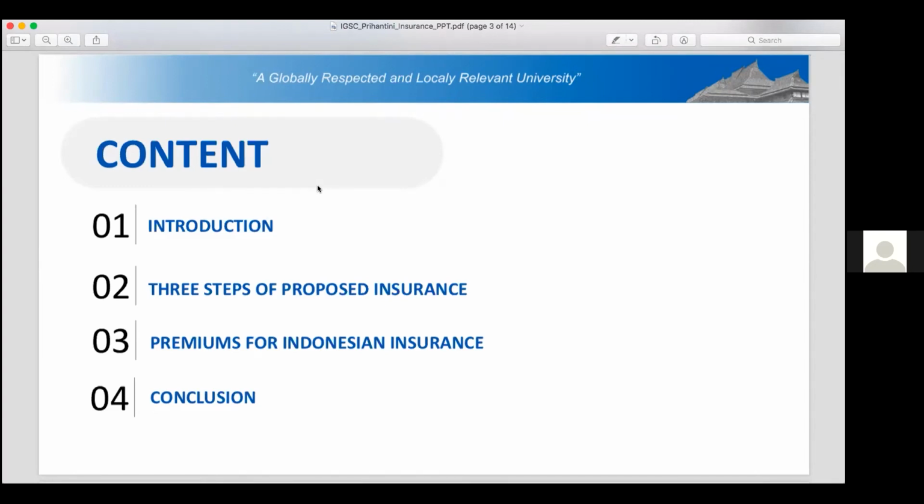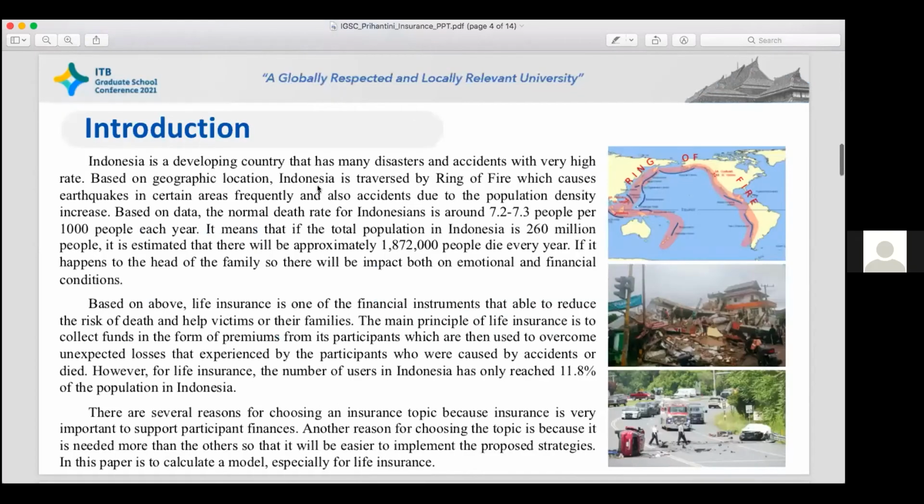For the introduction, Indonesia is a developing country that has many disasters with very high rates. On geographic location, Indonesia is traversed by a ring of fire, which causes earthquakes in certain areas with high frequency. On data, the normal death rate of Indonesia is around 7 people per 1,000 people each year. It means that if the total population in Indonesia is 200 million, we estimate that there will be 2,000 people dying every year.